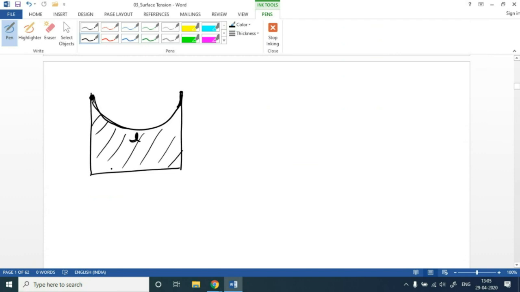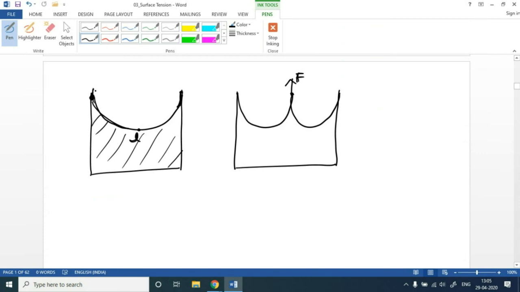And what we are now doing is pulling the midpoint of the thread with a force F, so the thread can be given another shape, let's say this kind of shape. So we have two semicircles, and this force we need to do this is, let's say, F. Previously this was a single semicircle, so you must realize that this angle here is 90 degrees.